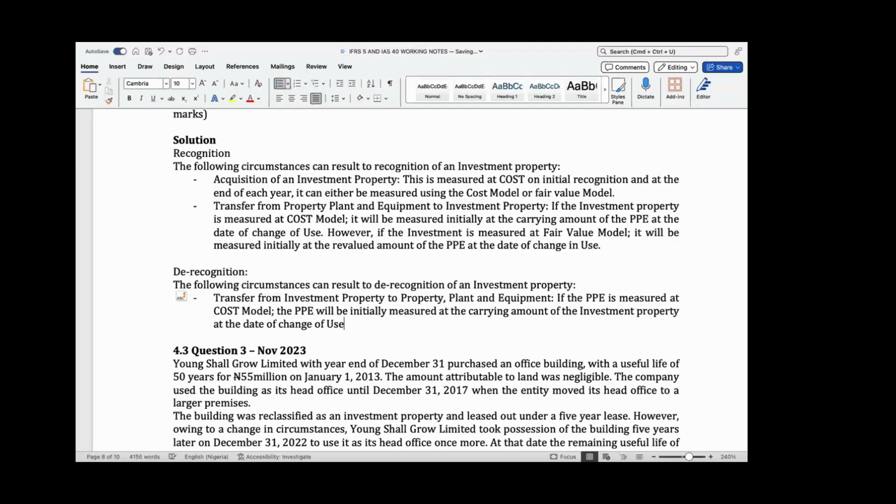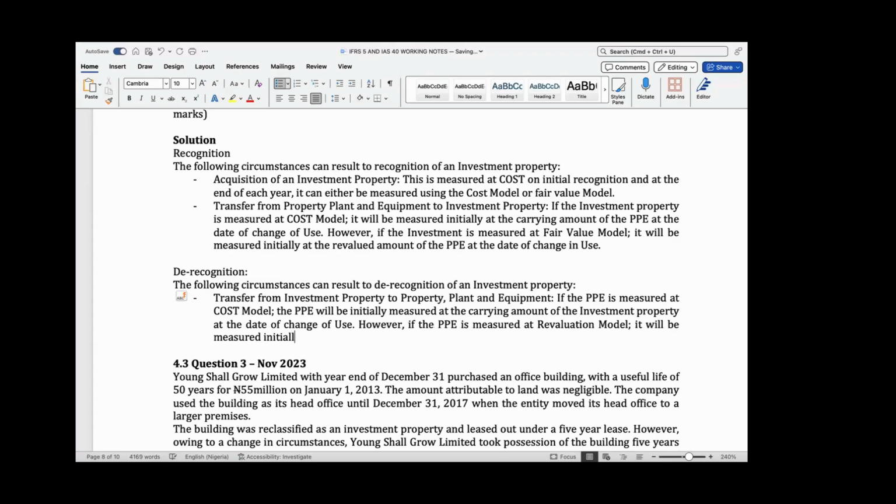However, if the PPE is measured at revaluation model, it will be measured initially at the fair value of the investment property at the date of change in use.